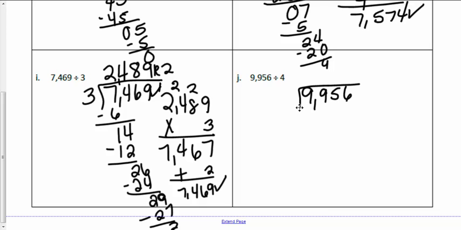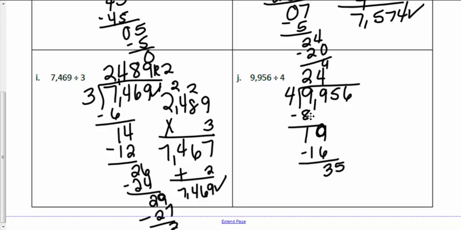9,956 divided by 4. So 9 thousandths divided by 4 is 2. 2 times 4 is 8. So when I subtract, I have 1,000 left over. I add that to my hundredths. Now I have 19 hundredths divided by 4. So 4 times 4 is 16, but 4 times 5 is 20. That would be too much. So I'm going to go with 4 times 4, which is 16. That leaves me with 3 hundredths left over. I'm going to add that to my 5 tens.